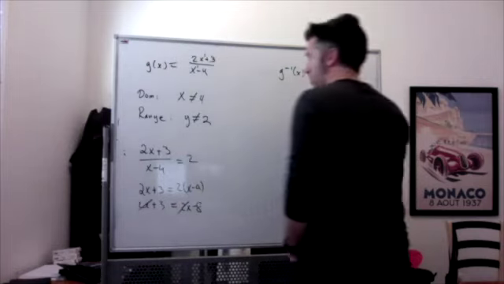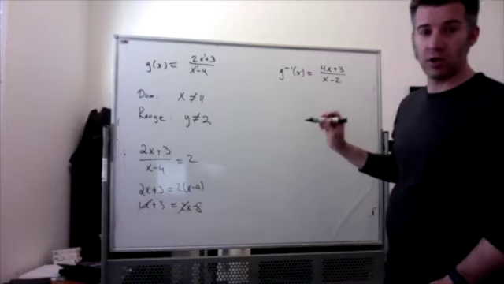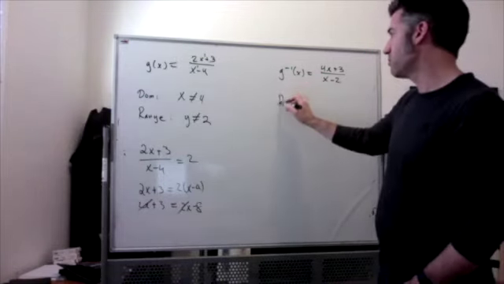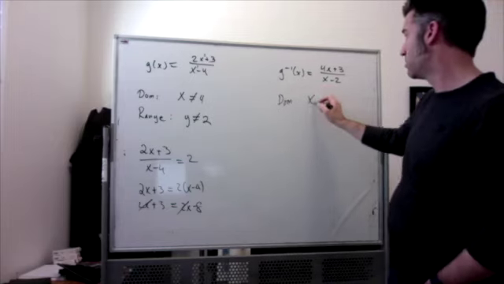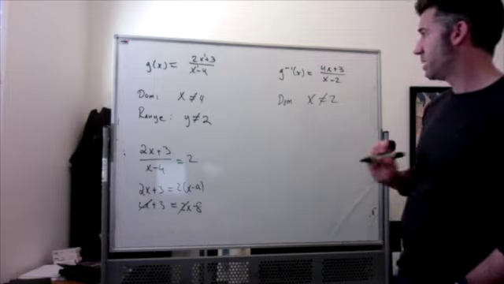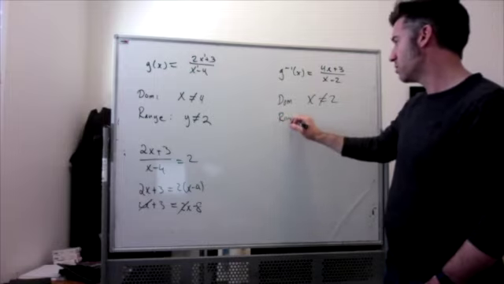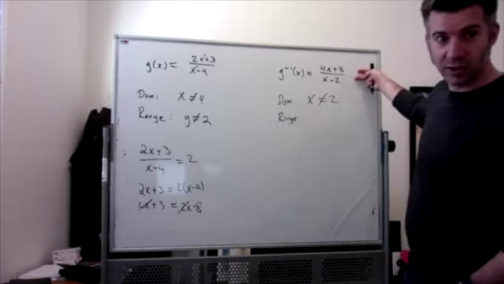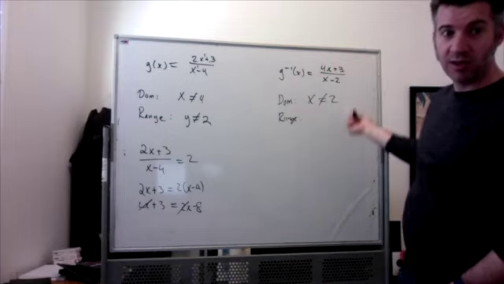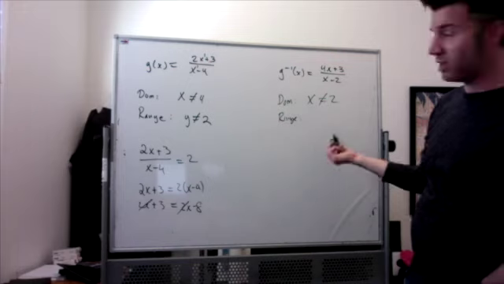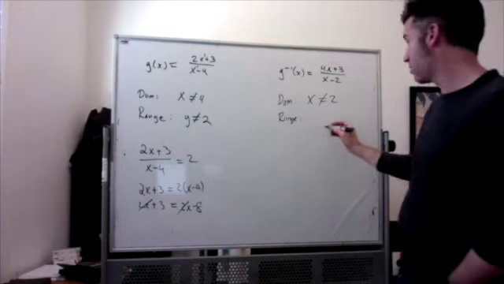Okay, let's look over here. Well, for this inverse function, the domain, well, x can't equal 2. And the range, well, again, rational function, degree on top, same as degree on the bottom. Leading coefficient is 4, leading coefficient is 1. So y equals 4 is a horizontal asymptote, and this function will never equal 4.